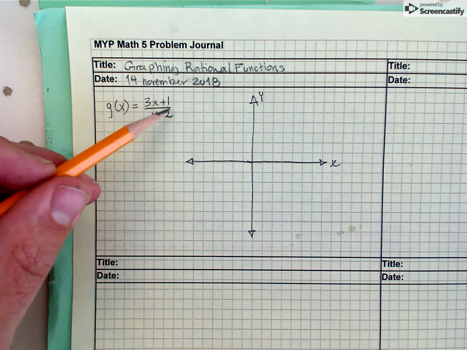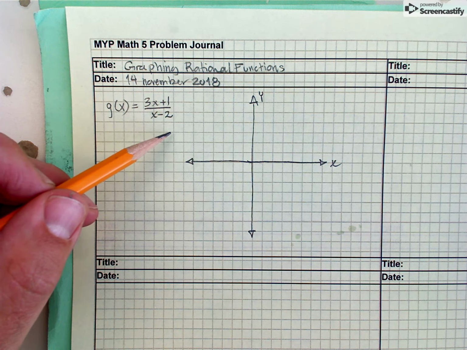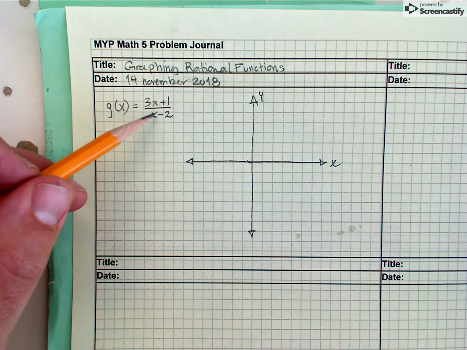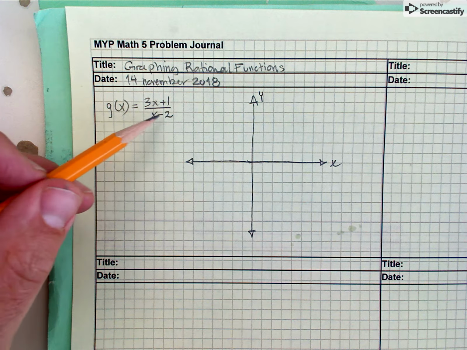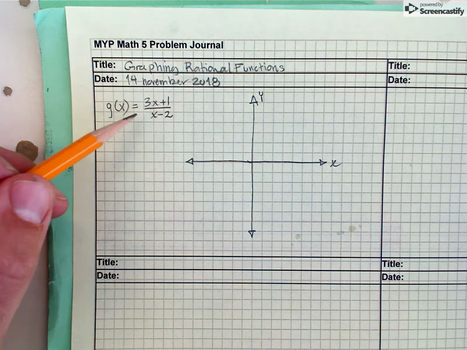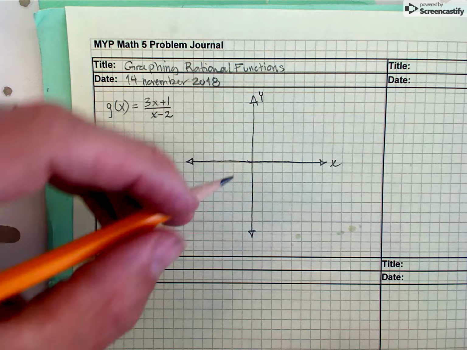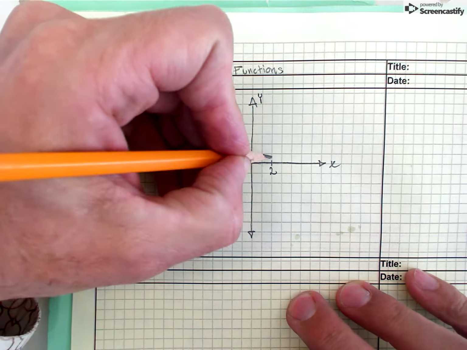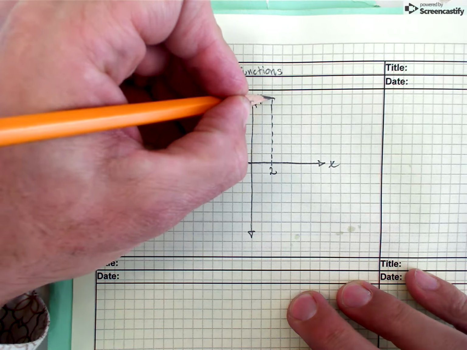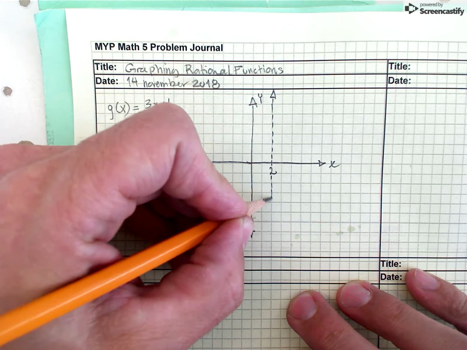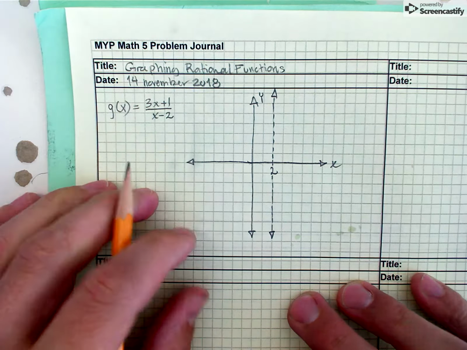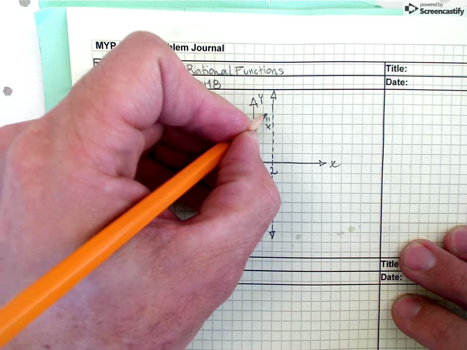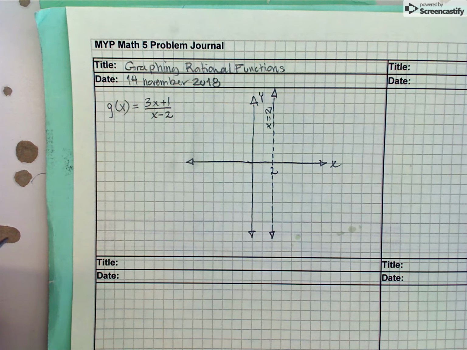We look in the denominator, and anytime the denominator is equal to 0, that's going to cause division by 0, which is undefined. So x equal to 2 is a value of x that causes this function to be undefined. That is where my vertical asymptote is going to be, right at x equal to 2. I'll draw this dotted line like this, and I'll label the line with its equation, x equal to 2.